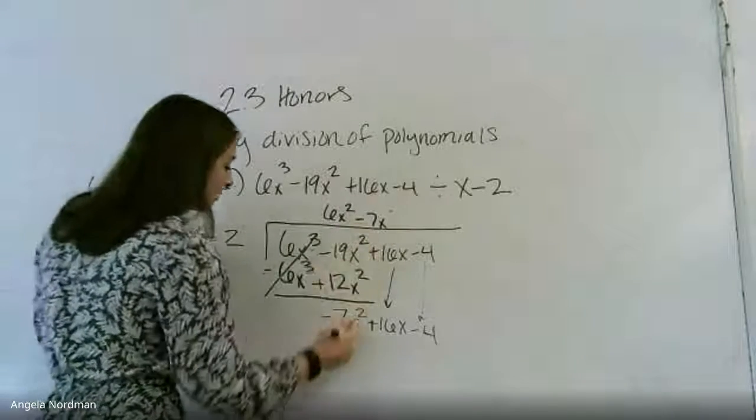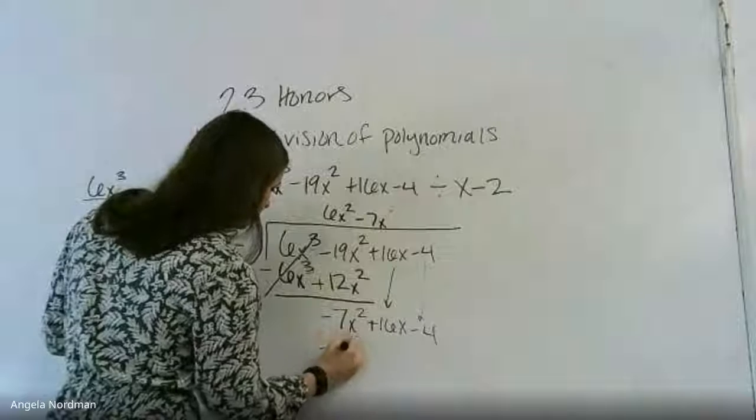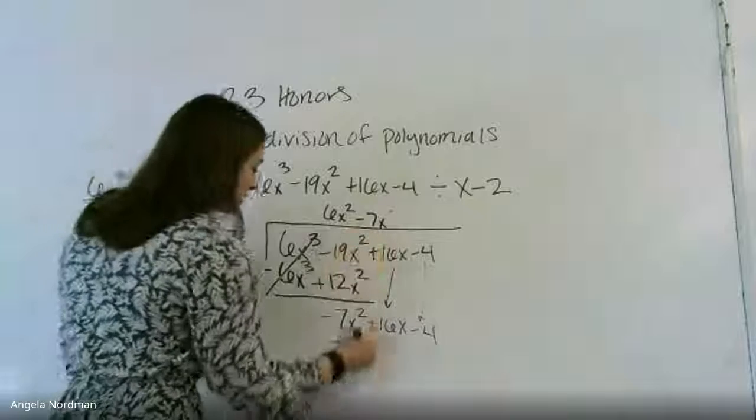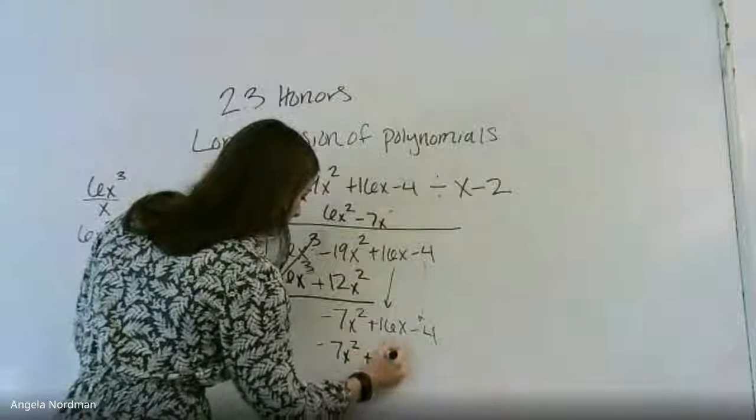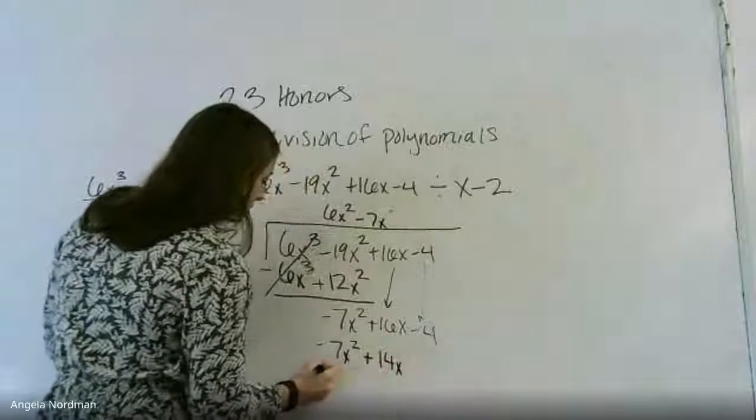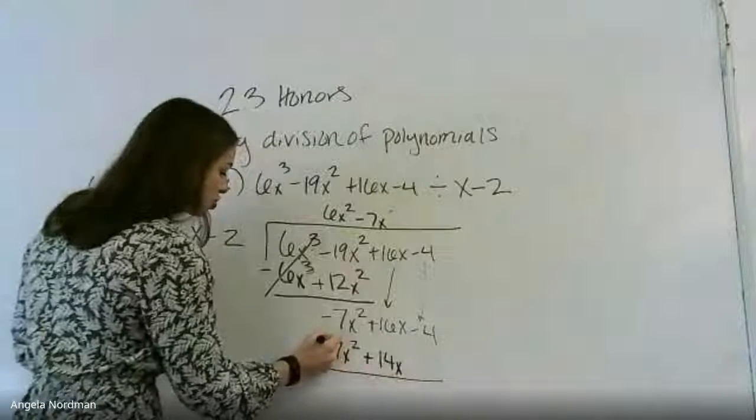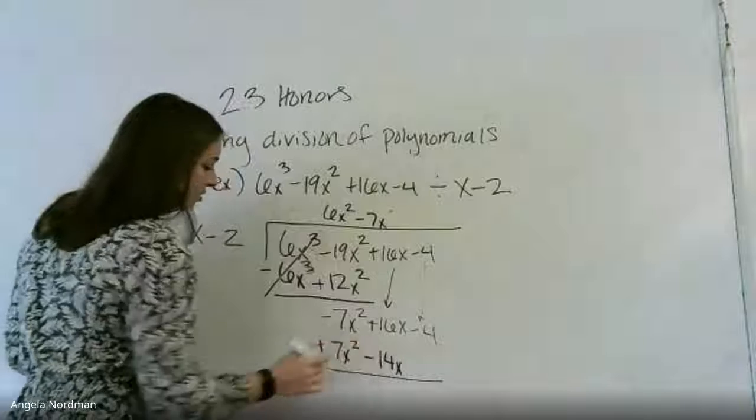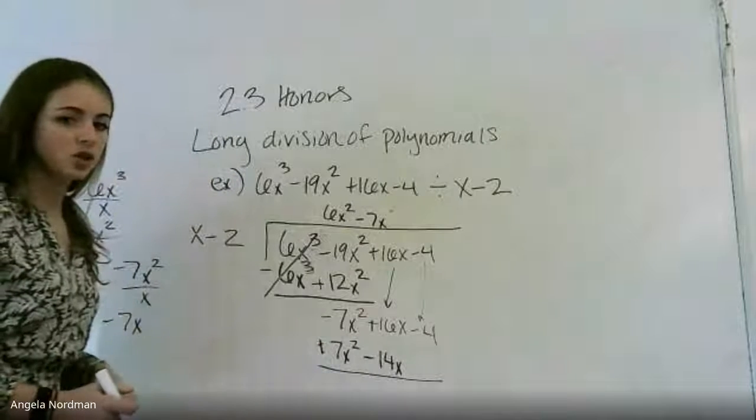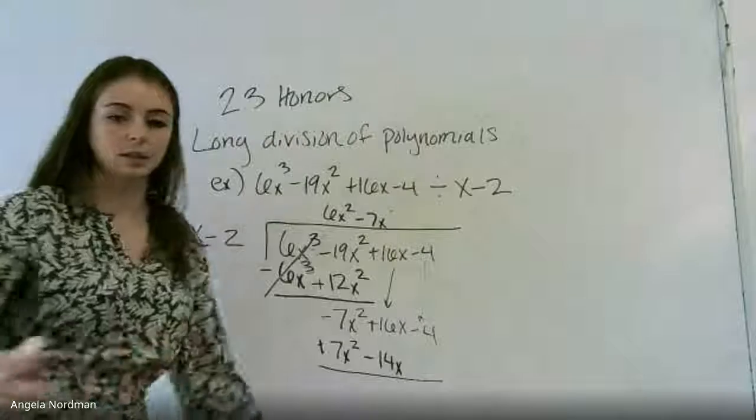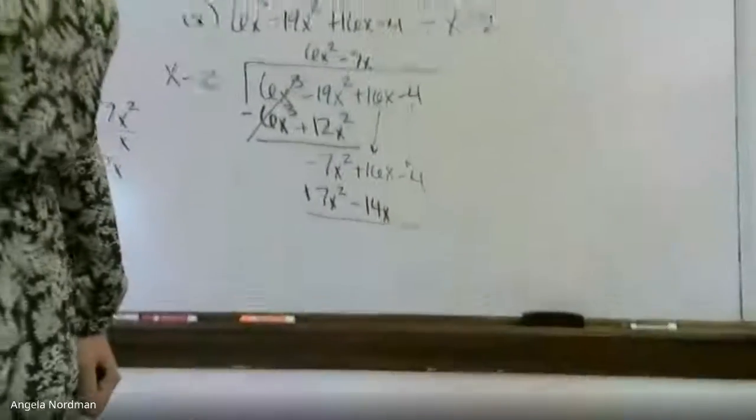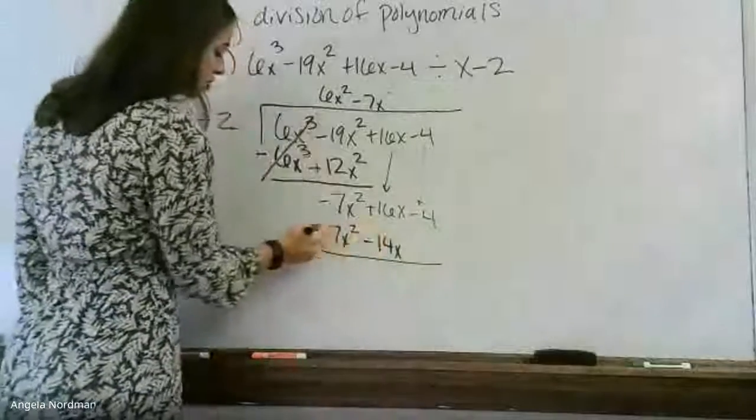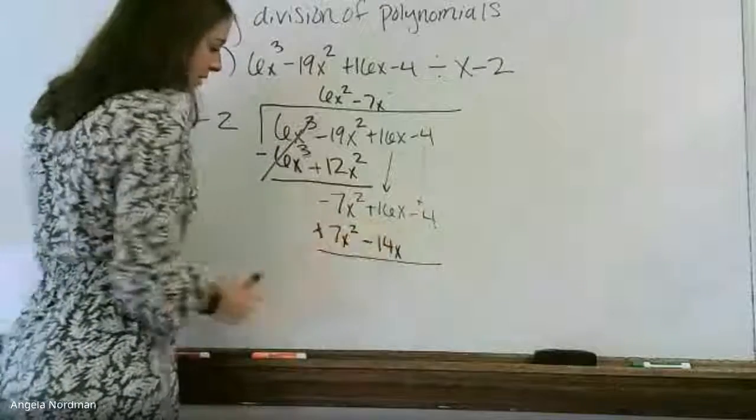x times negative 7x is negative 7x squared. Negative 2 times negative 7x is positive 14x. Draw the line, change the sign. So in some of these, you're going to have to almost erase what you already put. So I had to change that subtract. I had to change this addition to subtraction here, right? This was addition, but I changed both of these signs here.